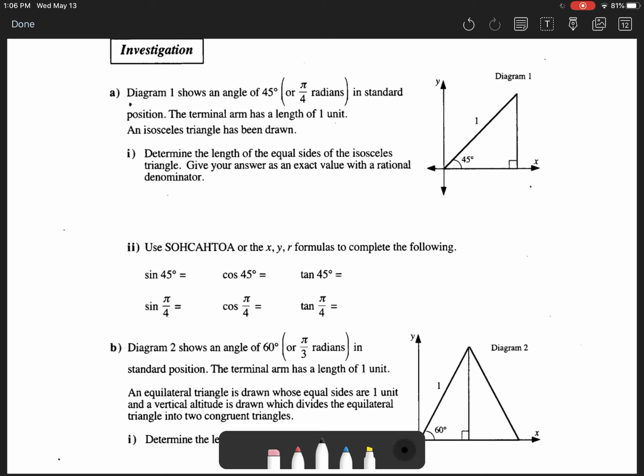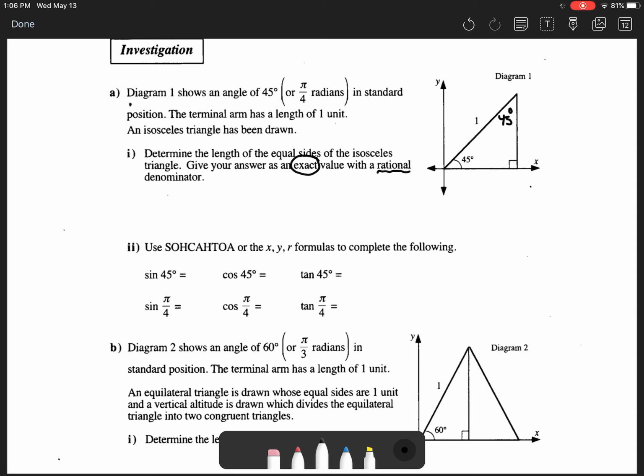So therefore, if this angle down here was 45, then that means this angle up here must also be 45 degrees. Remember, the interior angles of a triangle always add to 180. So just by using our math and subtracting from 180, we know that that angle up there should also be 45. Now, determine the length of the equal sides of the triangle. Give your answer as, and again, you're going to see this a lot now, an exact value with a rational denominator. So we're going to have to do a little bit of cleaning up of our calculations here, I'm assuming, at the end of this question.